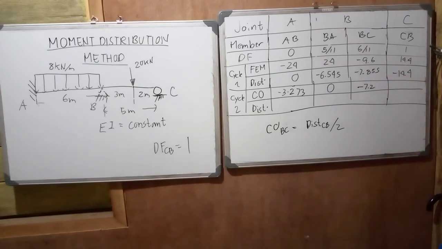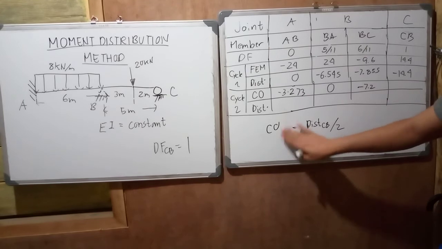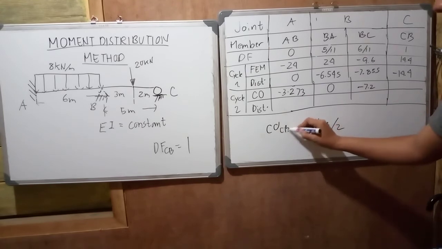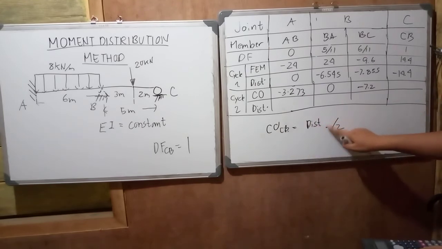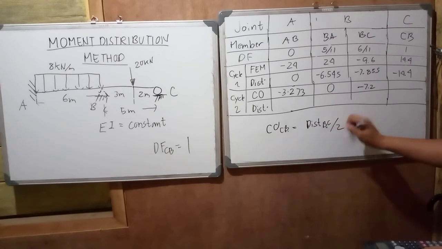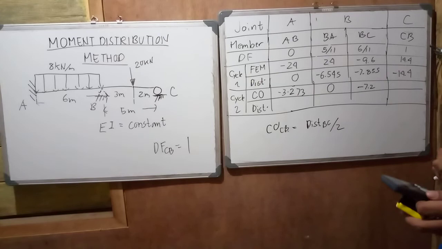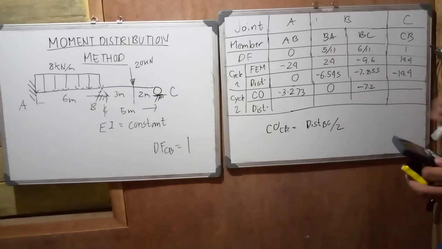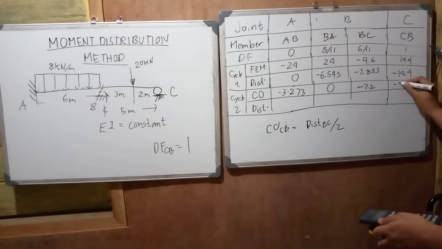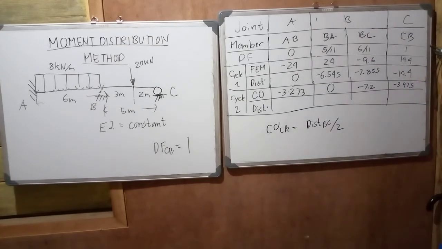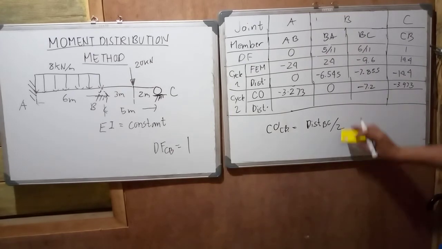Okay? So, ito, then carry over moment at CB is equivalent to distribution at BC over 2. Okay? So, -7.855 divide 2 is -3.973. Okay. So, then again, we'll go back to distribution.